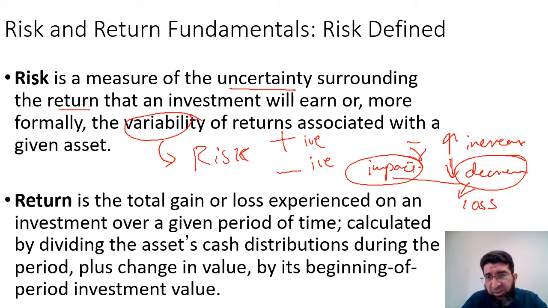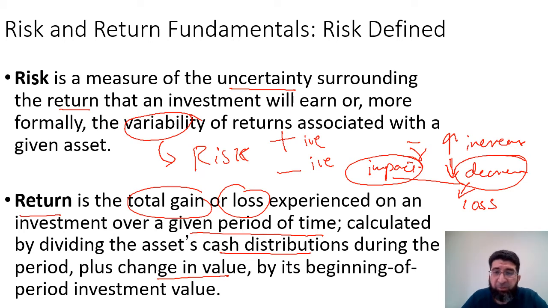So risk is not just negative, it's also positive. If you take risk, you can make more money, but you should also be ready to accept more losses. So it's a two-edged sword. Now, return is the total gain or loss experienced on an investment over a given period of time. We can calculate it by dividing the asset's cash distributions during the period plus the change in value by its beginning-of-period investment value.